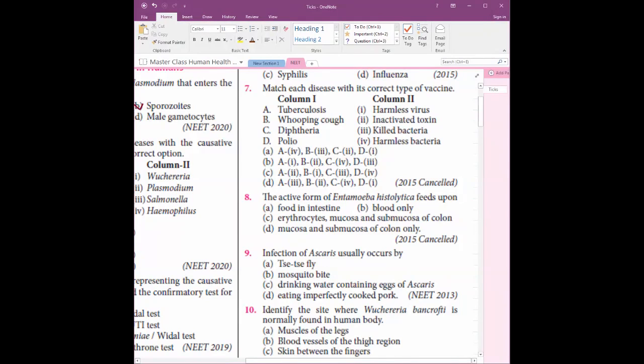So guys, what do you think? Yes, very nice. Mukta is right. Out of the four, one, two, three, four, guys, for BCG we are going to take the harmless bacteria. Remember, this is your harmless bacteria.